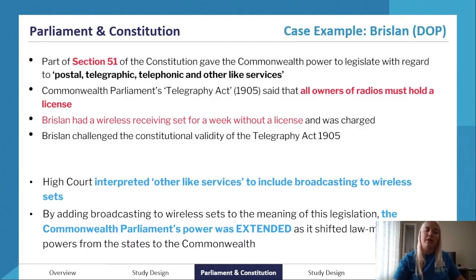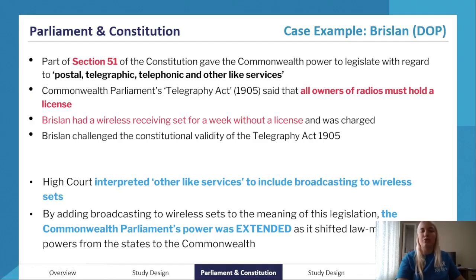Now, what happened was a Telegraphy Act was published by the Commonwealth Parliament that said all owners of radios had to have a license. However, Brislin had a wireless receiving set for a week without a license and was charged with a criminal offense. And of course, because Brislin had standing, Brislin challenged the validity of this act. Basically, Brislin's argument was that postal, telegraphic, telephonic, and other like services does not include radios.